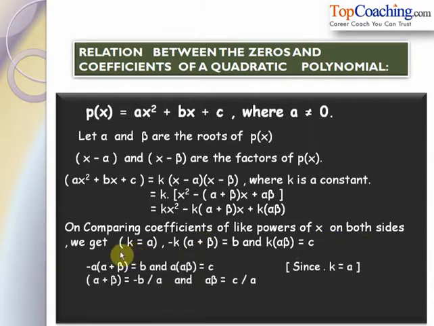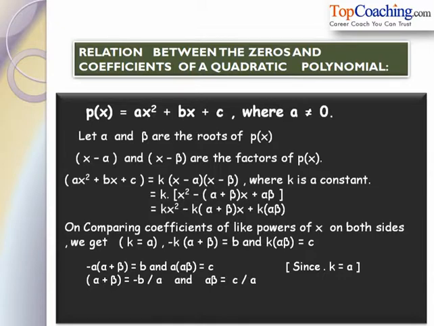Now putting the value of k equal to a in this expression, we get minus a into (alpha plus beta) equal to b, and again if we put the value of k equal to a in this equation, we get a into alpha beta equal to c, since k is equal to a. From this we get alpha plus beta is equal to minus b by a, and alpha beta is equal to c by a. Thus we get alpha plus beta, which is the sum of the roots, equal to minus b by a, and alpha beta, which is the product of the roots, equal to c by a.